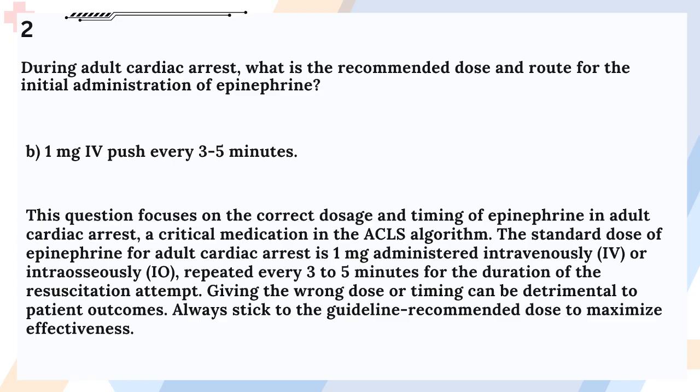This question focuses on the correct dosage and timing of epinephrine in adult cardiac arrest, a critical medication in the ACLS algorithm. The standard dose of epinephrine for adult cardiac arrest is 1 mg administered intravenously, IV, or intraosseously, IO, repeated every 3 to 5 minutes for the duration of the resuscitation attempt. Giving the wrong dose or timing can be detrimental to patient outcomes. Always stick to the guideline recommended dose to maximize effectiveness.